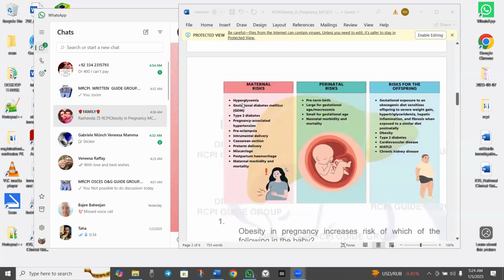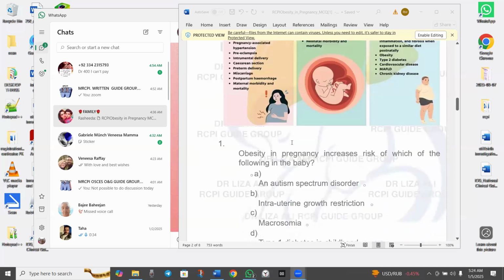This one is also there: the risks I'm telling you, prenatal risk, maternal risk, and offspring risk. Whatever I told you is there in that one. This is my habit, mostly I do that. This is called a flashcard, so I make flashcards. And for my paid course, this is the way I'm teaching. Okay. If you understand, well and good.